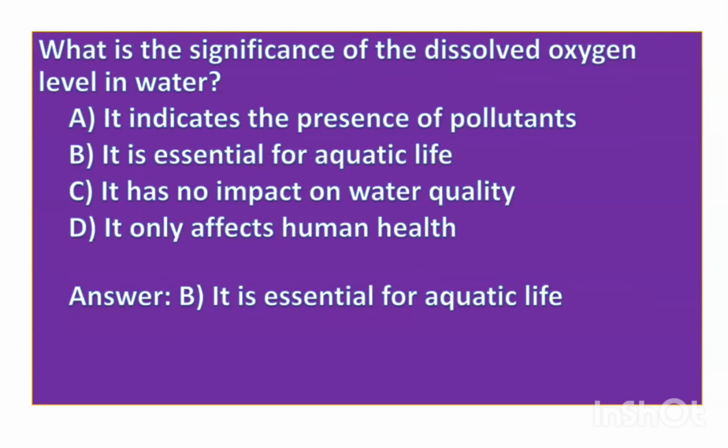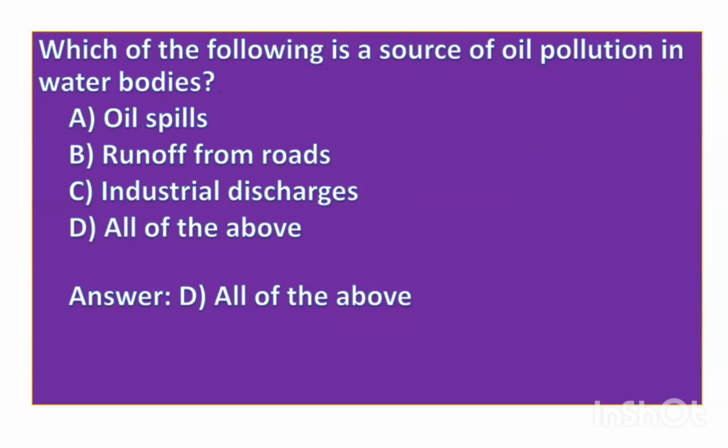What is the significance of the dissolved oxygen level in water? Options: it indicates the presence of pollutants, it is essential for aquatic life, it has no impact on water quality, it only affects human health. Answer: it is essential for aquatic life. Which of the following is a source of oil pollution in water bodies? Options: oil spills, runoff from roads, industrial discharges, all of the above. Answer: all of the above.